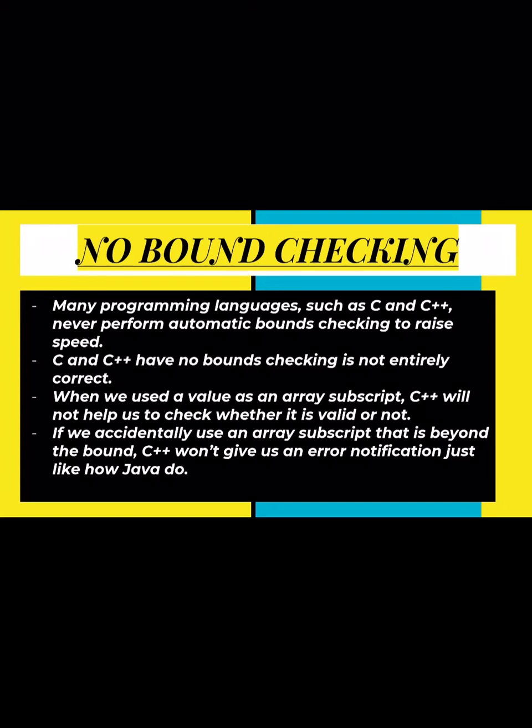As I said earlier, C++ does not apply bound checking. Hence, we need to be careful in certain cases when we code our programs. One of them will be the array index out of bound. When we use values as an array subscript, C++ will not help us check whether it is valid or not. Thus, if we accidentally use an array subscript that is beyond the bound, C++ won't give us an error notification just like how Java does.